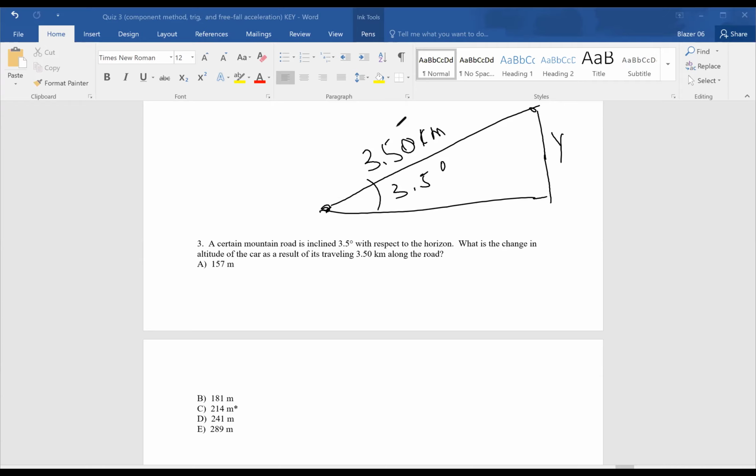So now, once you analyze the problem and identify the components, then of course you can say, okay, this is my opposite side. Sine of theta is opposite over hypotenuse. So y then is going to be sine of 3.5 times the hypotenuse. Any questions?